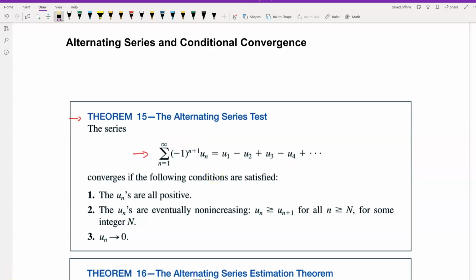So this series converges if the following conditions are satisfied. Number 1, the u sub n's are all positive. Number 2, the u sub n's are eventually not increasing. What that means is u sub n is greater than or equal to u sub n plus 1 for all lowercase n greater than or equal to uppercase N, for some integer N. Number 3, u sub n approaches 0.